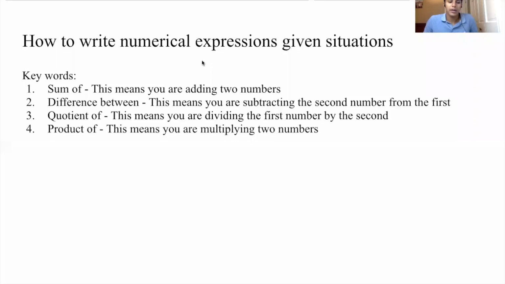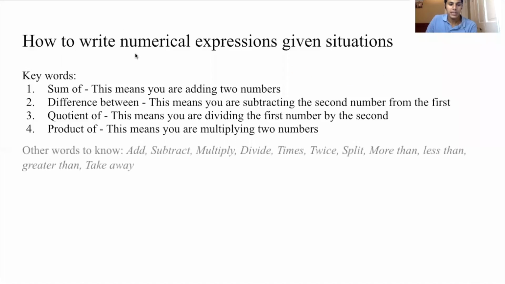Now the order does matter. If it's the difference between 10 and 7, that means you're subtracting 7 from 10, which would be 10 minus 7. It's always the first number minus the second number. Quotient of means you're dividing, and in this case is similar to difference between, where the order matters. So if it was the quotient of 10 and 7, that would mean 10 divided by 7. It means you're dividing the first number by the second number. And finally, product of means that you're multiplying two numbers together. So an example would be the product of 5 and 8 would be 5 times 8.